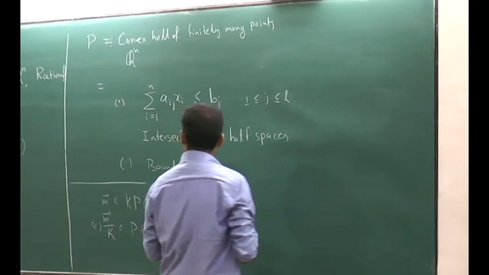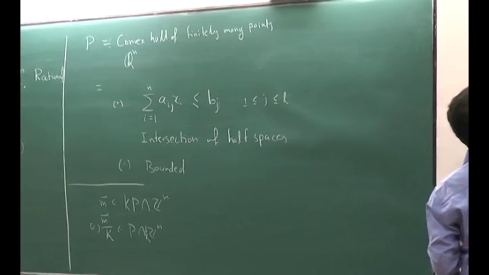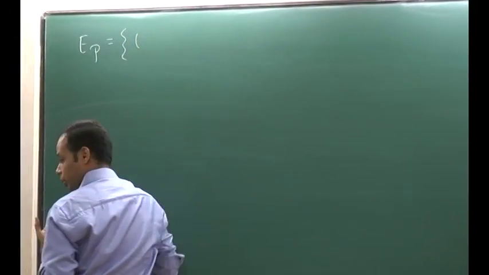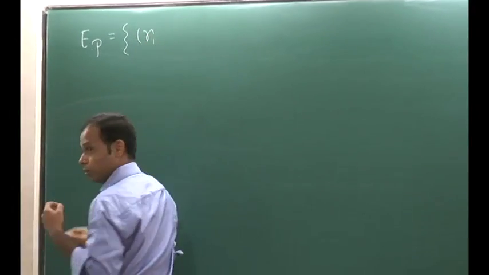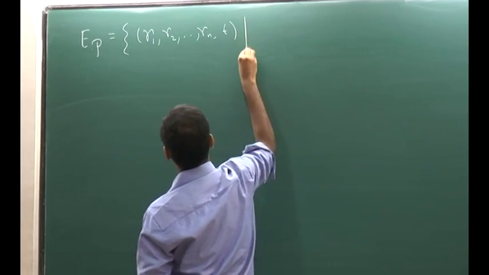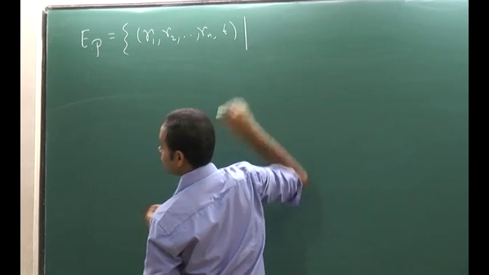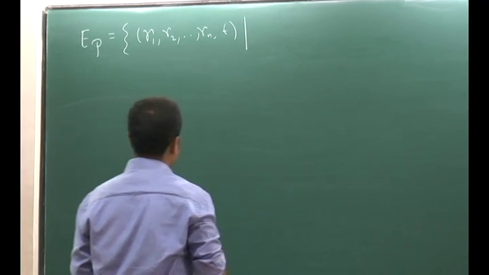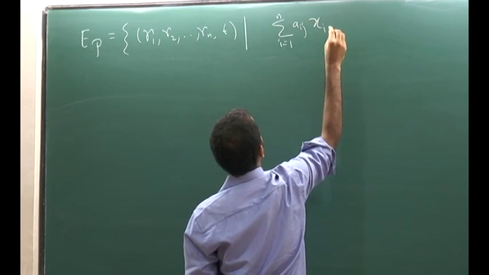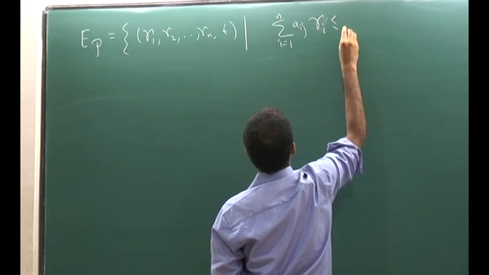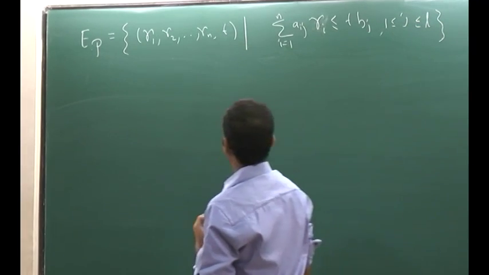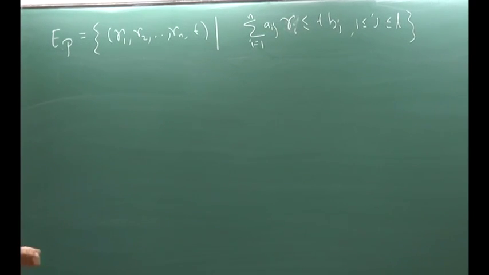But before that, I'll associate a monoid with P. Let's associate a monoid EP. EP will be a monoid in N to the n plus 1, just one coordinate more than that of P, with points gamma 1, gamma 2, up to gamma n, and t, such that, since P satisfies the equations summation Aij xi less than or equal to bj, here it will satisfy the summation over i equal to 1 to n of Aij gamma i less than or equal to t times bj, when j is in the appropriate range. Clearly this is a monoid, and 0 is there in this set.